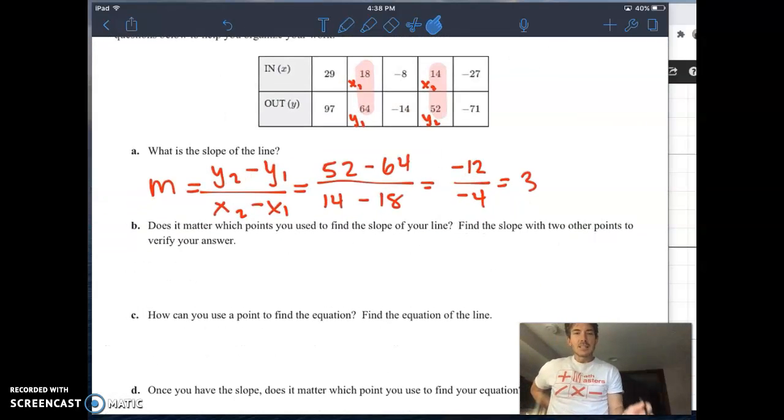All right, step number 2, part B, I'm sorry, I kind of already hinted at. Maybe you caught it, but if you didn't, let me be explicit about it here. It asks, does it matter which points you use to find the slope of your line? No, and I'm going to elaborate more on this later. But it says find the slope with 2 other points to verify your answer. So now watch this, ladies and gentlemen.